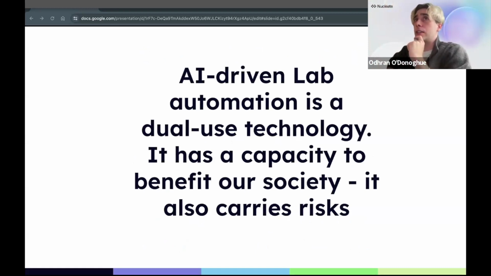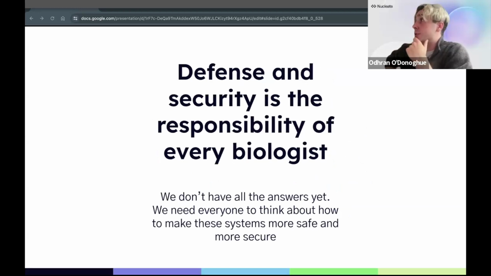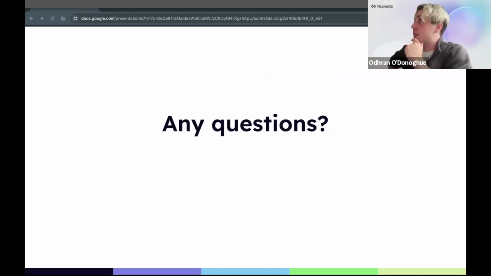AI-driven lab automation is a dual-use technology. It has a capacity to bring a lot of benefits to society. It also carries risks. And finally, defense and security is the responsibility of every biologist. We don't necessarily have all the answers yet, but we need everyone to think about how we make these technologies more safe and more secure. So that brings me to the end of the presentation. Any questions?